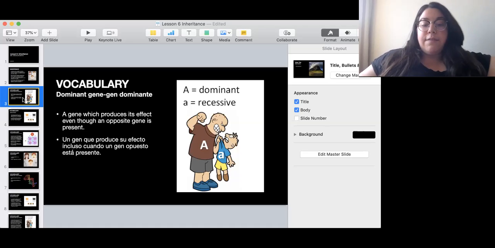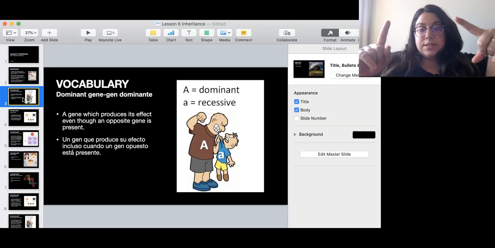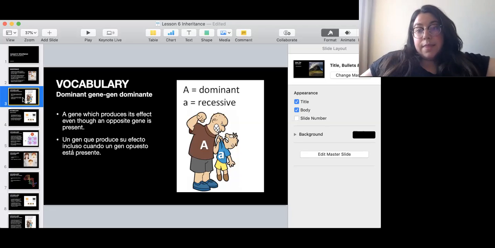For example, if your mom has brown eyes and your dad has blue eyes, that dominant gene is gonna overpower, it's gonna win against the other one. In this case, brown eyes are dominant, okay? So even if they're opposite genes, the dominant gene, in this case brown eyes, is gonna win, and when that baby is born, it's gonna have brown eyes.